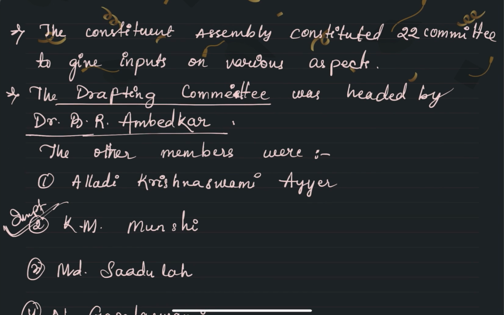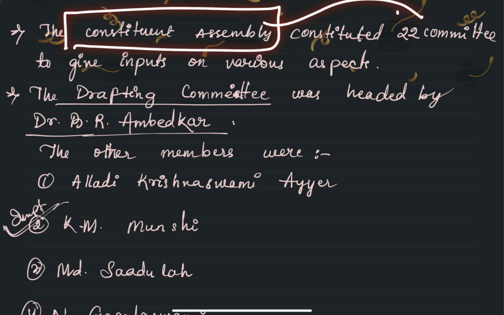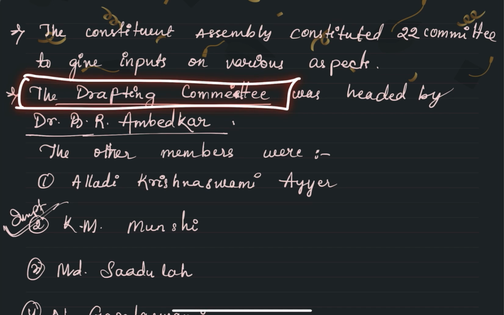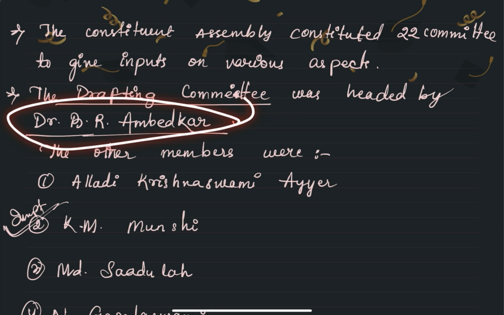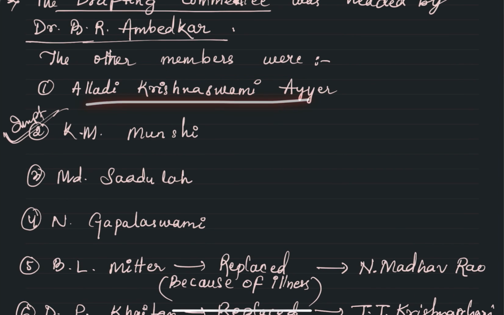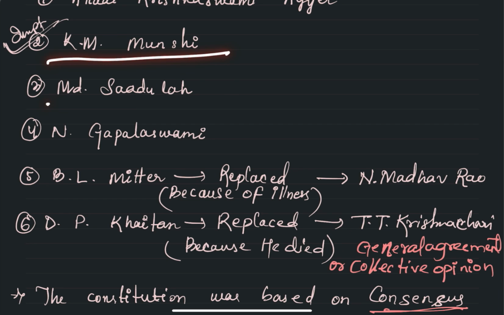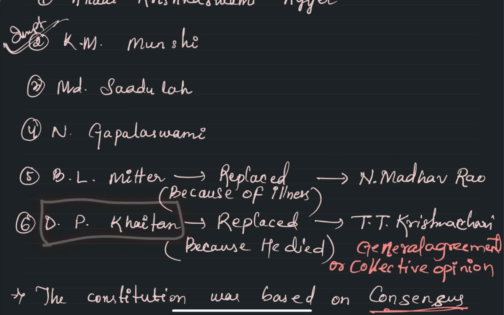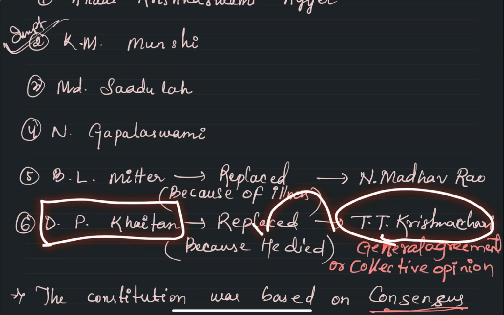The Constituent Assembly constituted 22 committees to give inputs on various aspects, from which we had the Drafting Committee, which was headed by Dr. B.R. Ambedkar. The other members were Alladi Krishnaswamy Iyer, K.M. Munshi, Muhammad Saadullah, N. Gopalaswami, D.L. Mitter, who was replaced by N. Madhav Rao because of his illness, and D.P. Khaitan, who was replaced by T.T. Krishnamachari because he died.